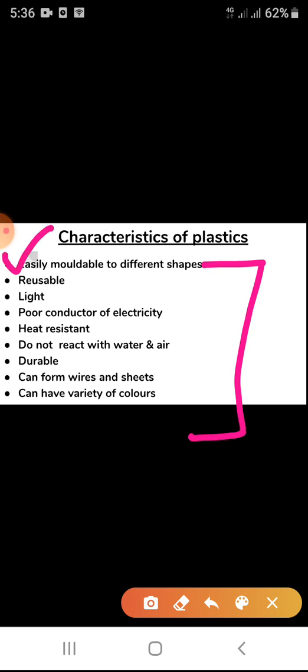The first property is that plastic is easily molded into different shapes. This is one of the most important properties of plastic, children. It can easily be molded into different shapes, and this property makes plastic so popular. It is used in so many ways in day-to-day life. What is the meaning of this, children? How can we mold plastic into different shapes?